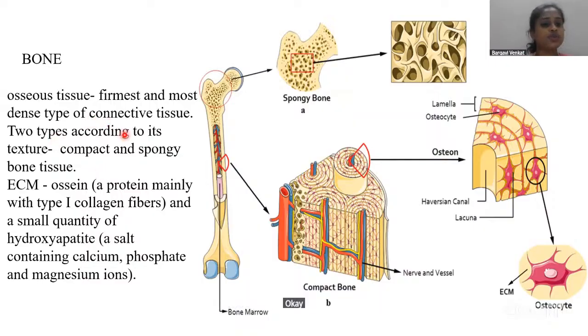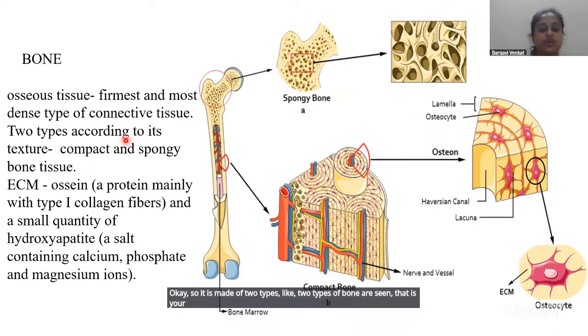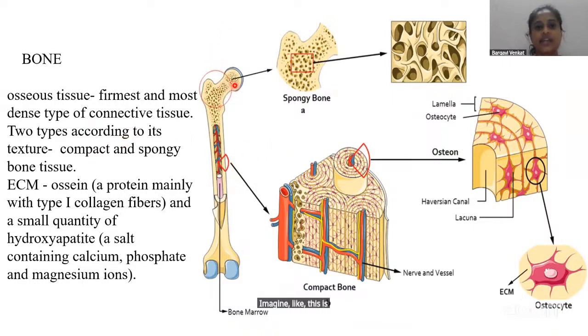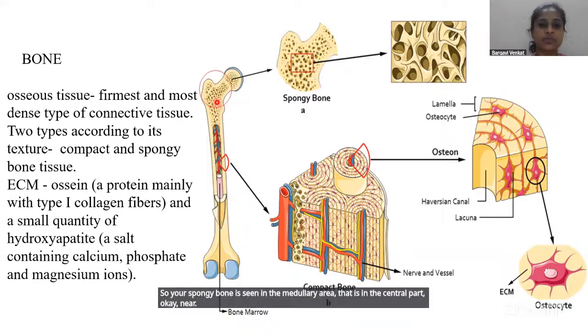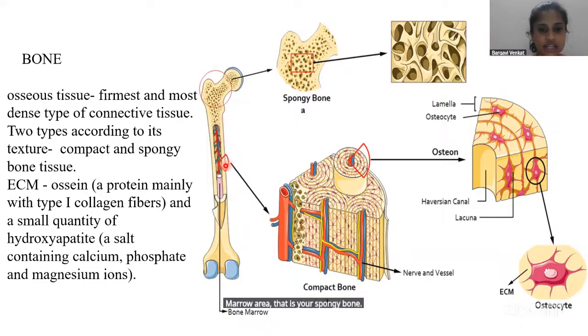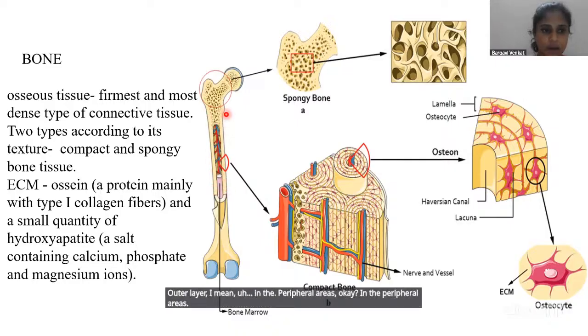Two types of bone are seen: your compact bone and your spongy bone. For example, imagine this is your long bone. I'm just giving an example of a long bone. Your spongy bone is seen in the medullary area, that is in the central part, in your marrow area. Your compact bone is seen in the outer layer, in the peripheral areas. So these are your compact bone.